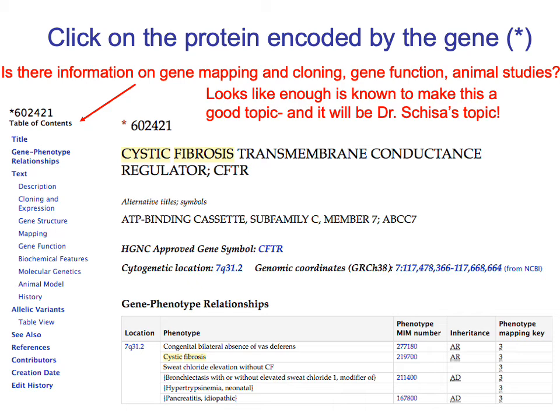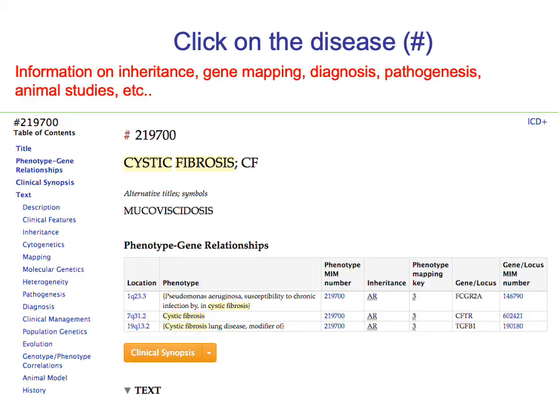If you see all of these chapters essentially in the text, that tells you that there's a lot of information known about this topic and it will work for this research paper. If, on the other hand, you don't see these key headings or subheadings, the cloning, the mapping, the gene function, then that would be an indicator the topic may not work very well, and I can help you with that.